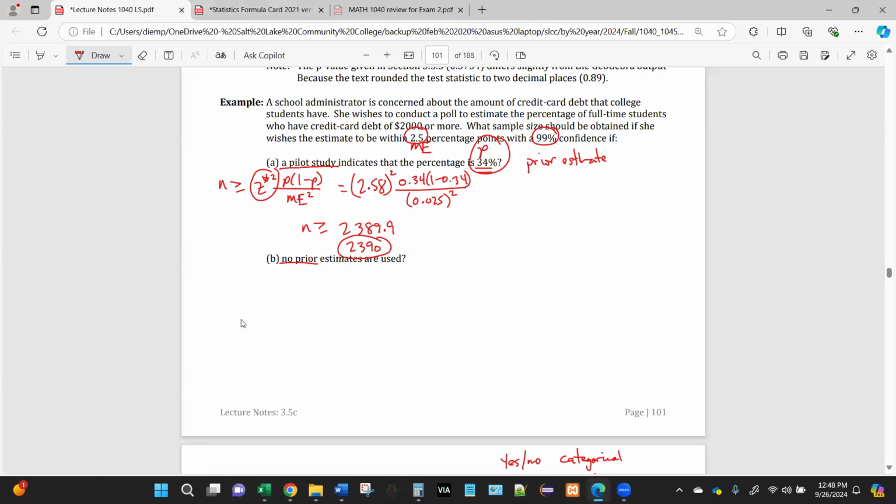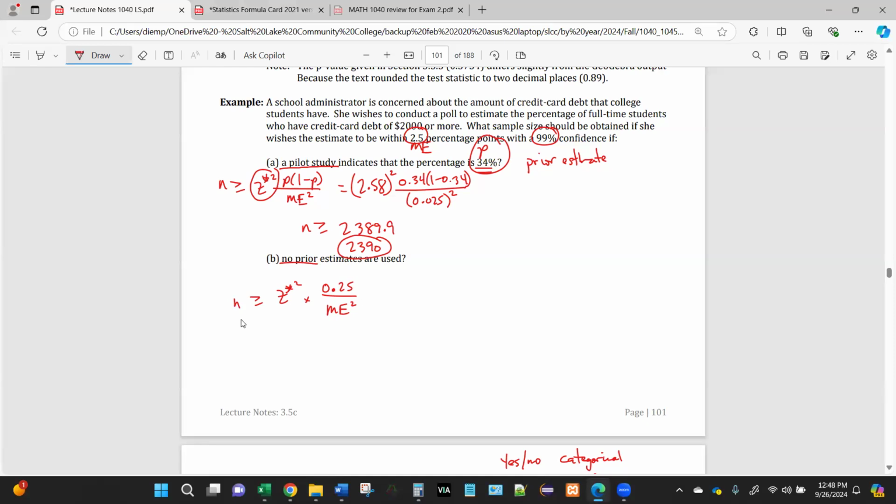So it's going to be n greater than or equal to z star squared, and then instead of p times 1 minus p, we're going to put in 0.25. Why 0.25? Well, 0.25 is the largest value that p times 1 minus p can be. I can prove that if you know your algebra. I can show you that.